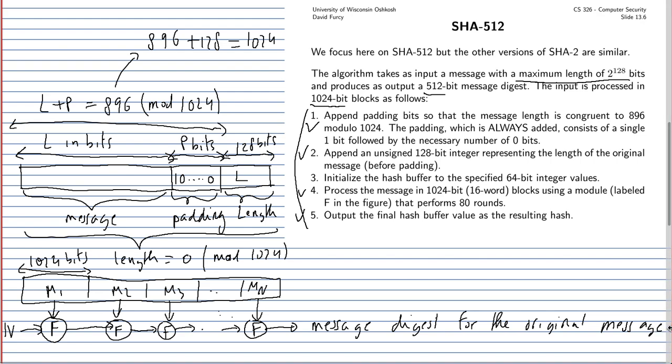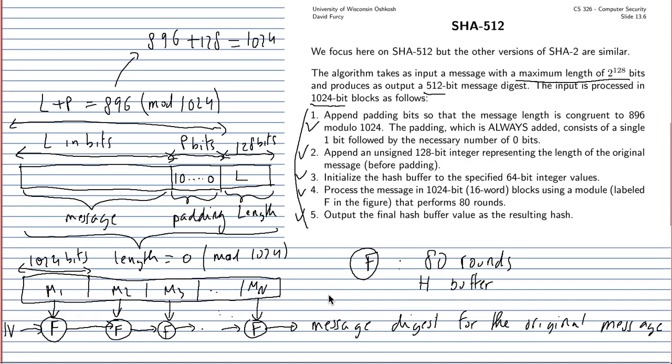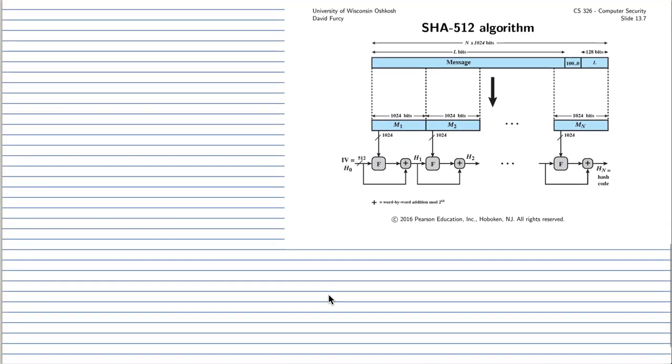You might wonder, how does f work? Well, f contains 80 rounds, as we mentioned before, of basically the same set of operations, namely bitwise shift operations and other logical operations. In particular, this function uses a buffer called h. So at step 3, we need to initialize the buffer before we start the first hashing call. That's the big picture of the SHA-512 algorithm, which is also depicted on the following slide.